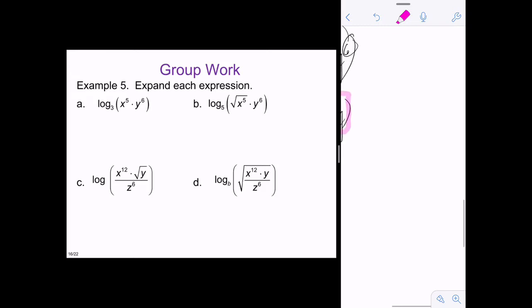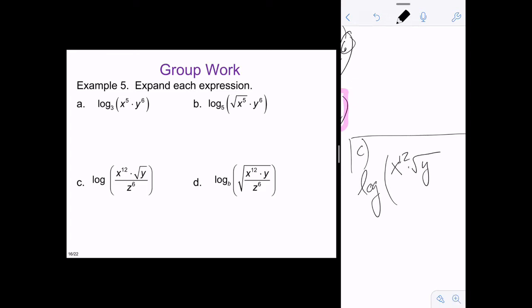Okay, so let's try another one. Let's try C. I'm going to try C. Okay, here we go. I've got common log. What base is common log? Take a second. That's right, it's log base 10. So this is secretly log base 10 of x to the 12 times the square root of y divided by z to the 6.